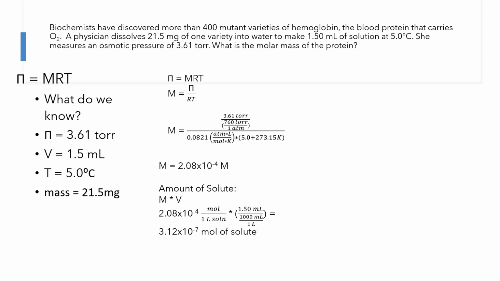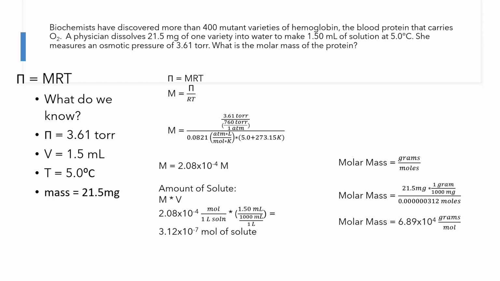Now, we have moles of our solute. We were given grams, or at least a form of grams of our solute, as 21.5 milligrams. We're tasked with finding the molar mass of the protein. So we remember that molar mass is grams over moles. We have grams or milligrams that we convert to grams, divide by our total number of moles, and we can find the molar mass of the protein, which we come out to be 6.89 times 10 to the fourth grams per mole.